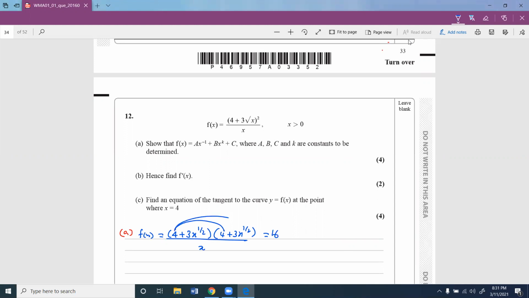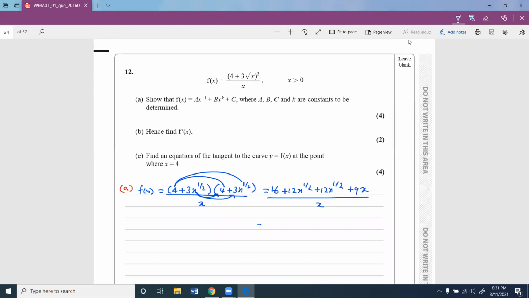4 into 3x to the power half is 12x to the power half. This one is again 12x to the power half. Then if you multiply with this, 3 into 3 is 9. x to the power half into x to the power half, if you add them, is x divided by x. Then if you simplify this, what you get here is 16 plus 24x to the power half plus 9x divided by x. Then you can divide individual terms by x.